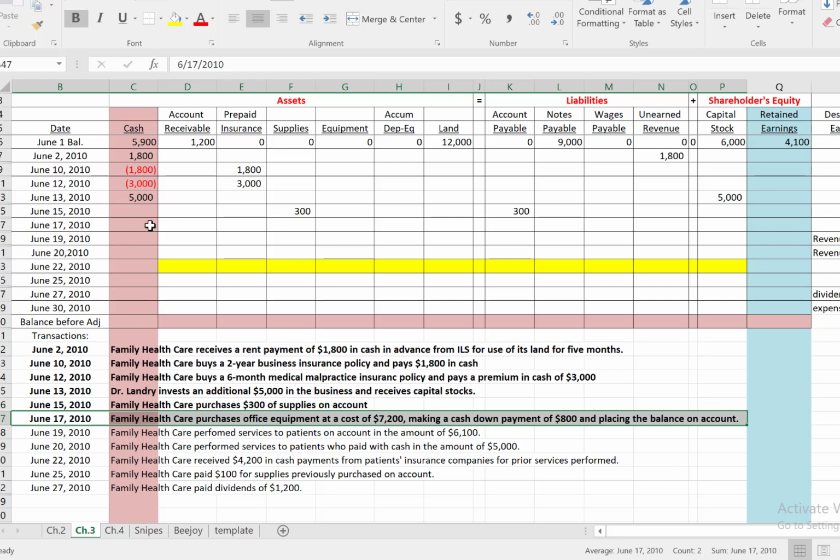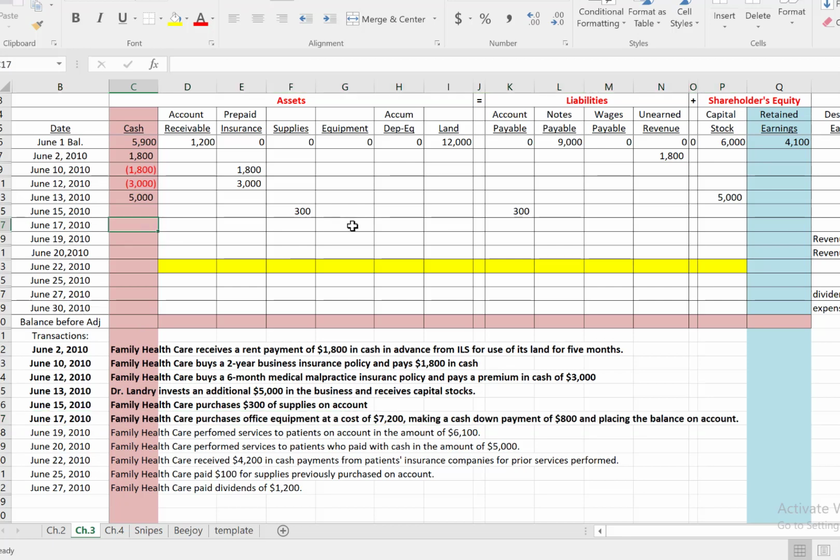So on June 17th, we have office equipment in the sum of $7,200. Now, some of this we paid in cash. So we paid in cash $800, which is going to be a negative amount of $800. And the rest of it is going to be accounts payable. So accounts payable is our equipment cost of $7,200 minus the cash that we paid, so we have an accounts payable of $6,400.